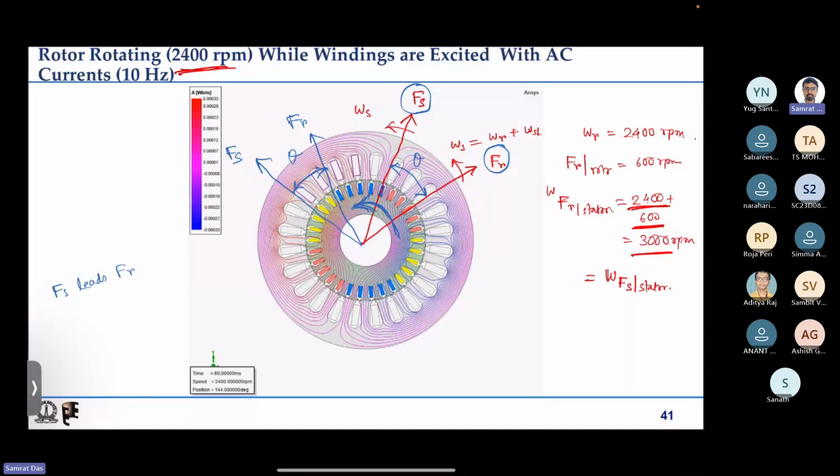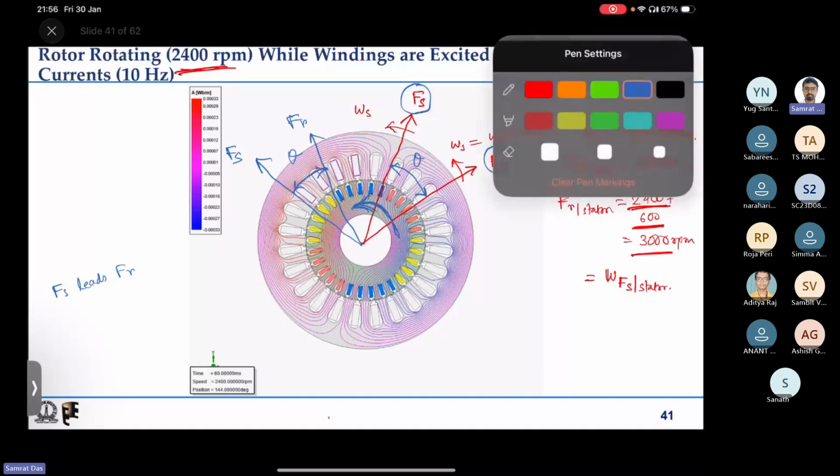Basically, power transfer happens from the leading side to the lagging side. So in this case, it will happen from the stator to the rotor. That means it is a motoring action. But had it been generating, then this Fr would not be here.